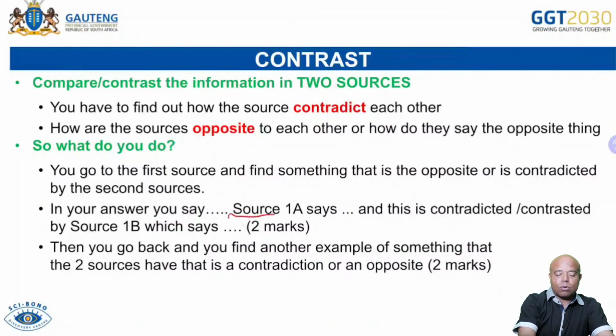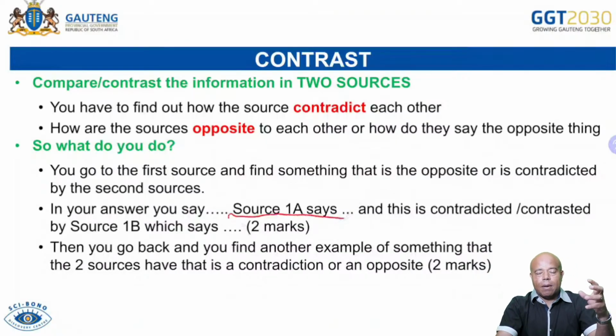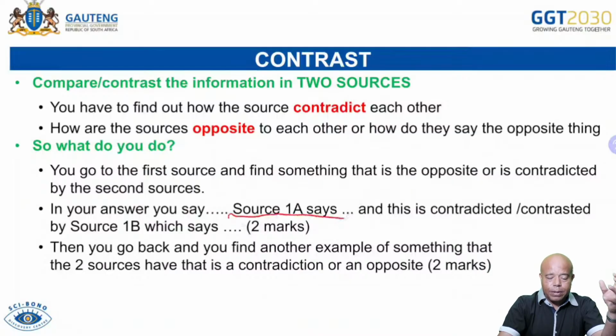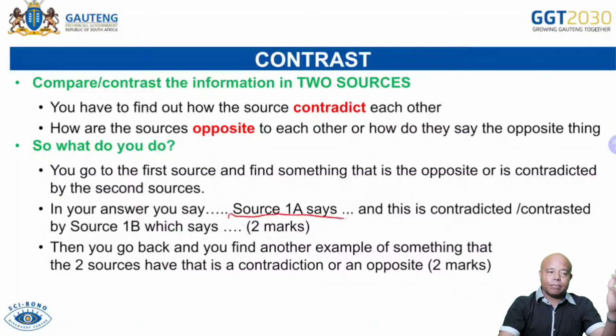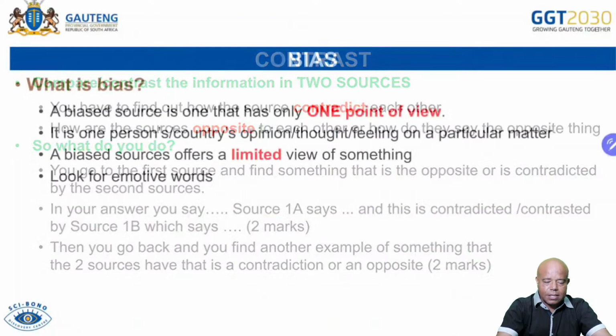You write it down by saying source 1A says the people are using peace, and this is contradicted in 1B, which says the people were using violence. Can you see the contradiction of peace and violence? Now you go back to 1A and you say that the people were transported by cars. And it's contradicted by 1B, which says that the people were transported by a train, basically. So what's the contradiction? Train and cars. And there you have your four answers, basically.